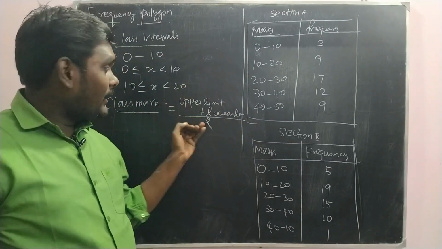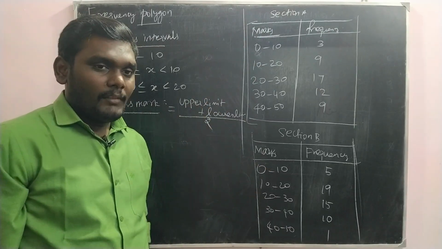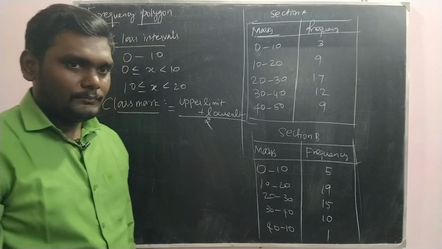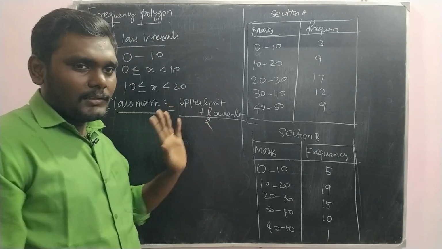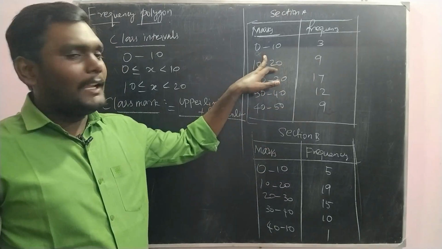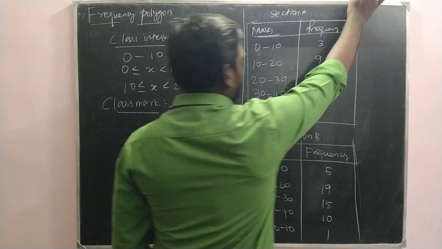After writing the class mark for each class interval, we should plot that point in the graph. After plotting the points, we should connect them. That is the simple thing to do for a frequency polygon. Now we will calculate class marks for this. 0 plus 10 by 2. What is the class mark?